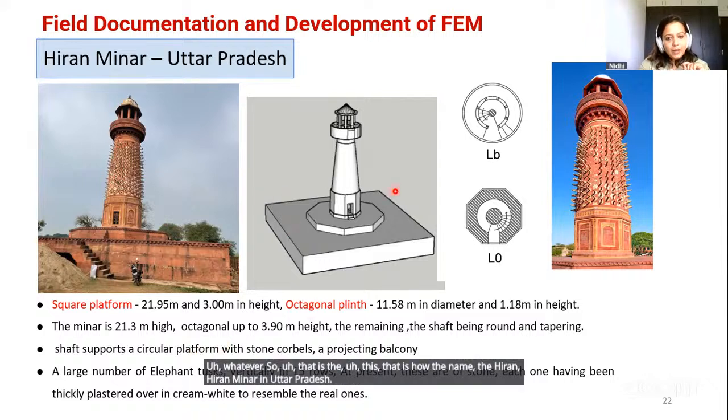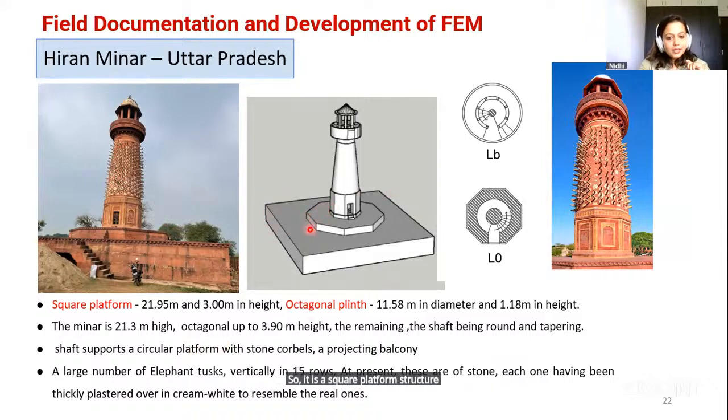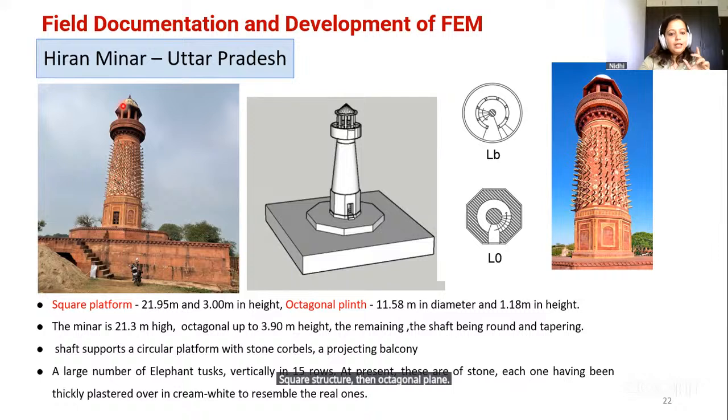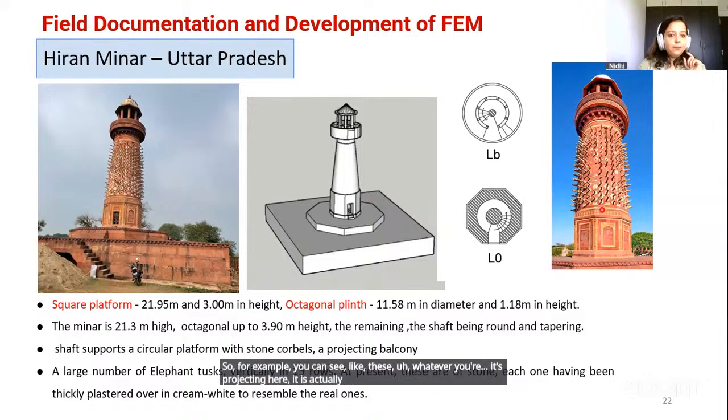It is a square platform structure. Then there is an octagonal plinth. You can see it here: a square structure, then an octagonal plinth, and on top of that, the minaret. If you look closely, this also shows how much animals were involved in historic times. For example, these projections here are actually elephant trunks.